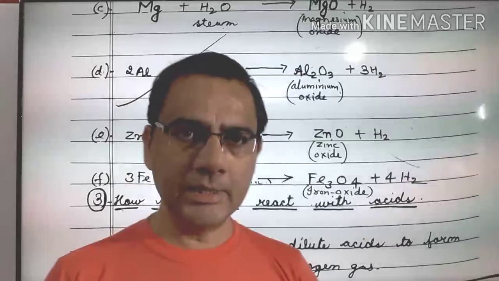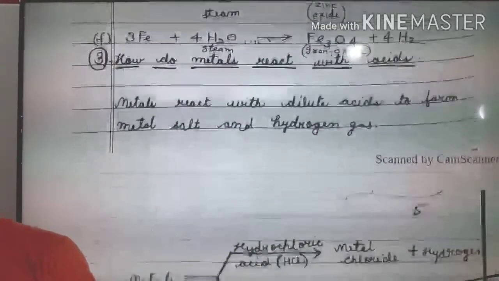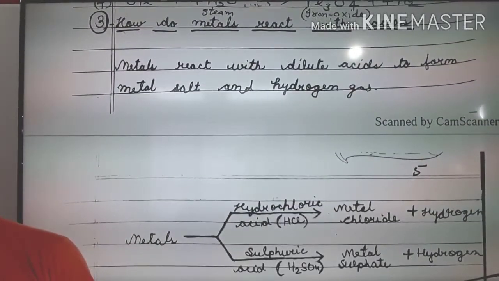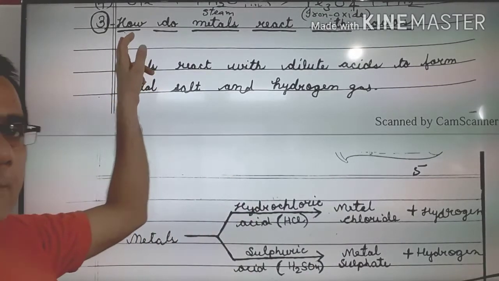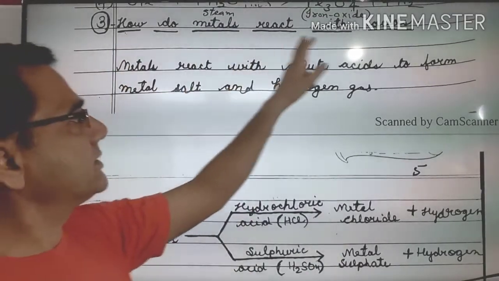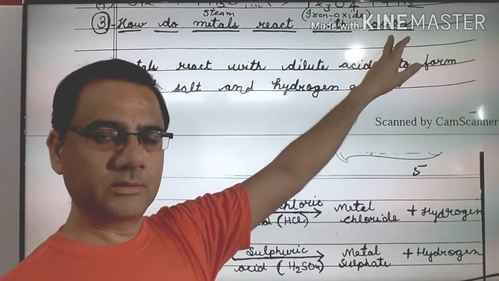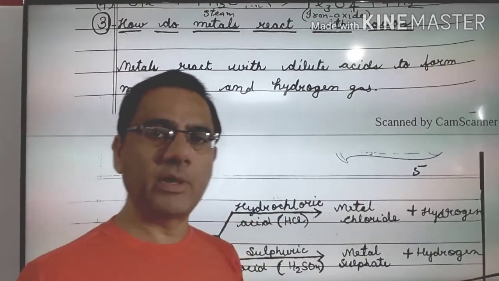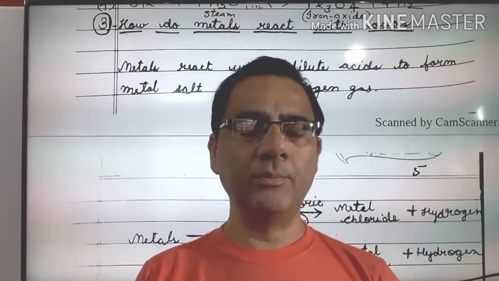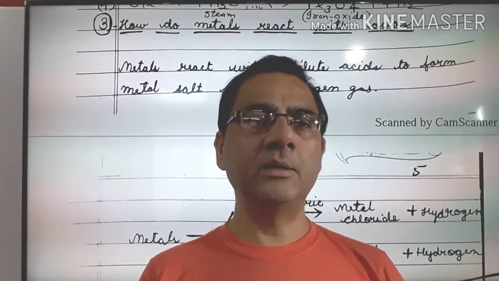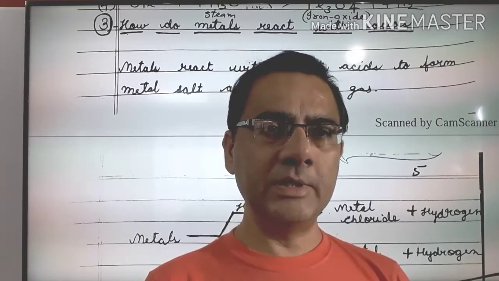So now the next point. Third point, third chemical property of the metal. How do metals react with the acids? So this is our third type of chemical property. When the metals react with the acids, then what do they form? So mainly the metals react with two types of acids.